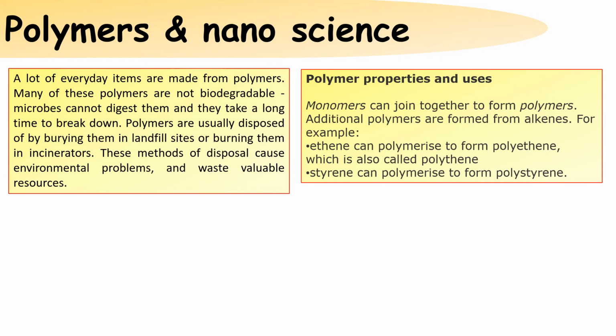Monomers can join together to form polymers. So, for example, addition polymers are formed from alkenes. This is where something like ethene is polymerized together to form polyethene.